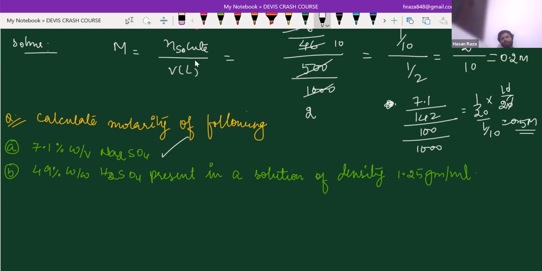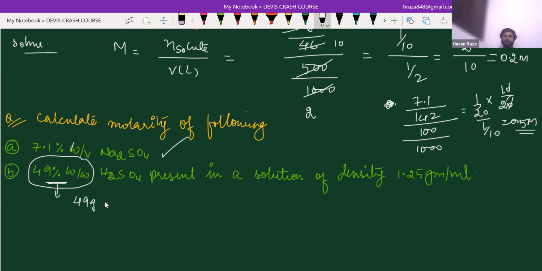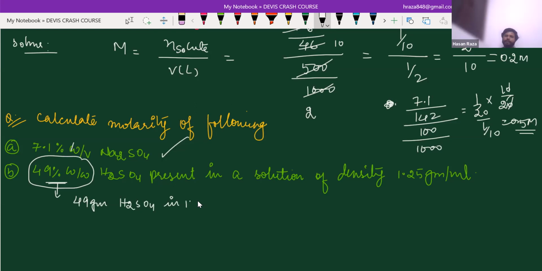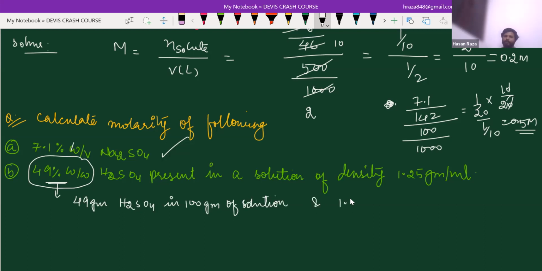Are you done with this? No, no, no. The finding volume. Should I explain it? Wait, see, 49% weight by weight means 49 gram of H2SO4 in 100 gram solution, right? And it's also given that 1.25 gram per ml is the density of solution, right?